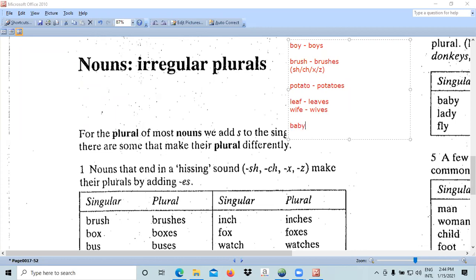This one, baby. When you remove the y, you add ies: b-a-b-i-e-s.